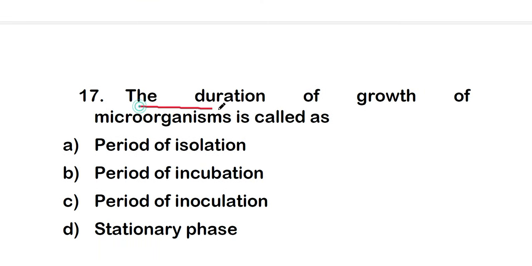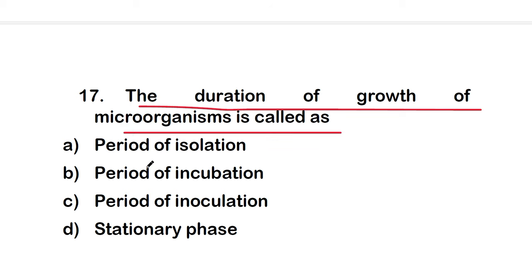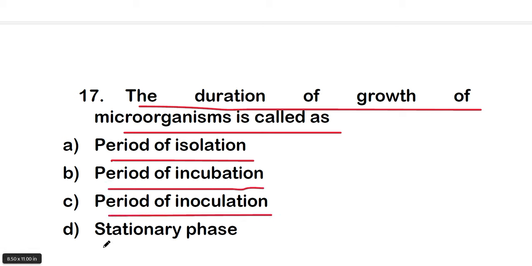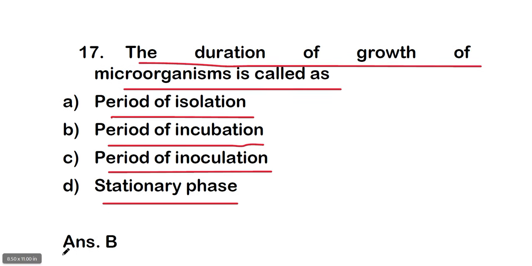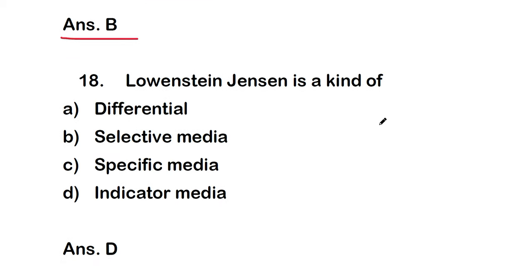The duration of growth of microorganisms is called as option A, period of isolation, option B, period of incubation, option C, period of inoculation, option D, stationary phase. And the right one is option B, that is period of incubation. So the duration of growth of microorganisms is called period of incubation. Okay, so let's move on to question number 18.